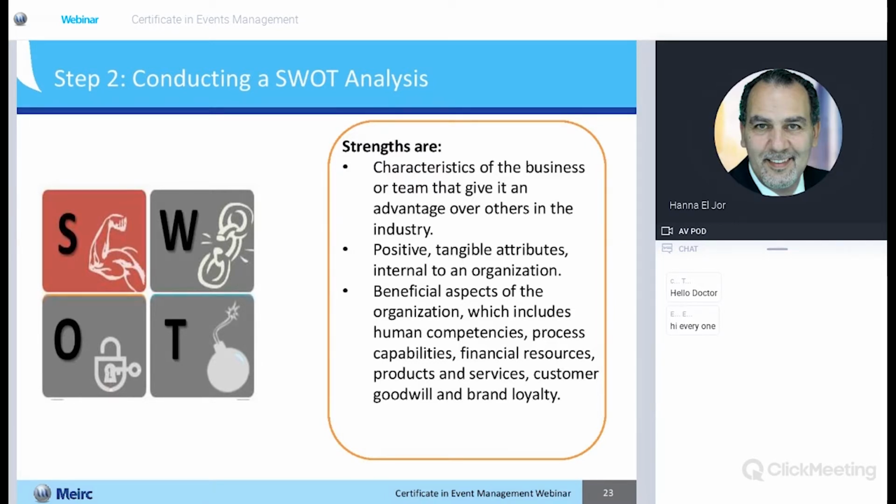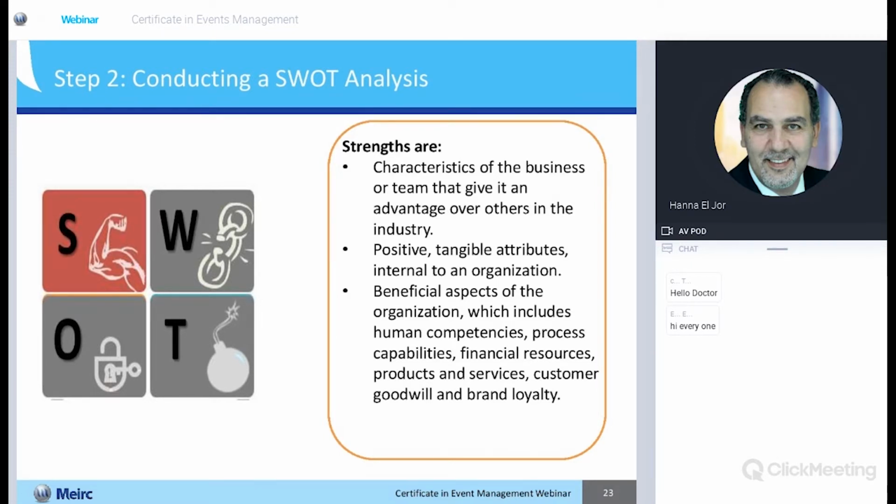When we talk about strengths and weaknesses, those must be tangible attributes, something that we can feel, something that will for sure affect us negatively or positively. Whereas an opportunity or a threat is something out there. It may affect us, it may not. It may happen or it may not. So please always pay attention to those.